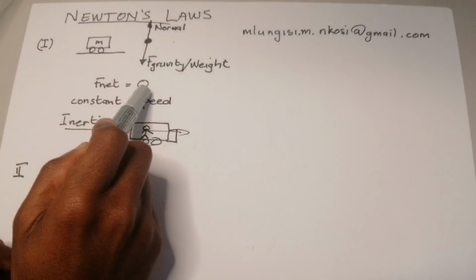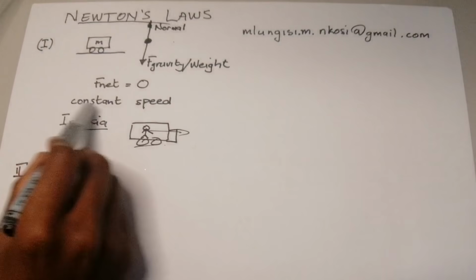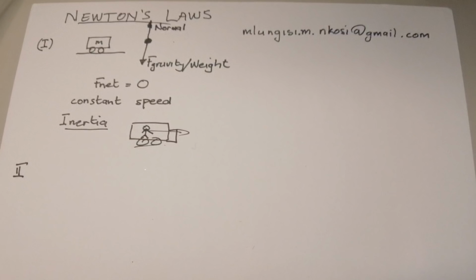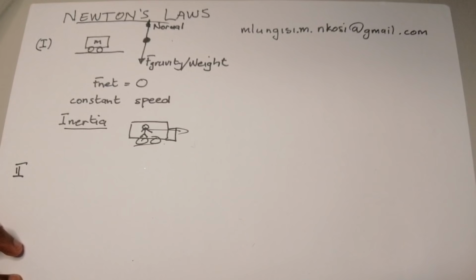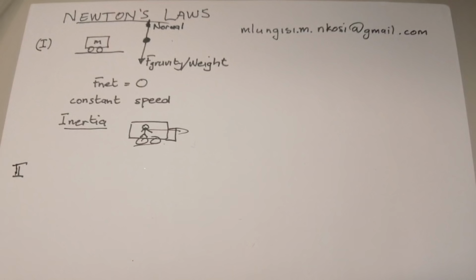So in the absence of a net force, a body remains at rest. In the absence of a net force, a body continues in constant motion in a straight line. Okay, right. Now, Newton's second law picks up from where Newton's first law leaves the scene, rather. So Newton's second law simply says, now what happens when there is a net force?